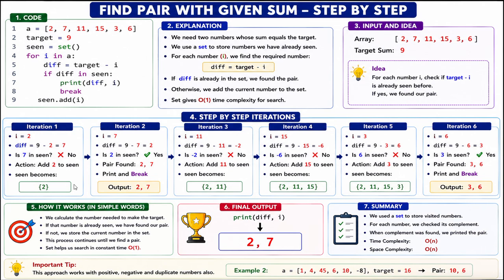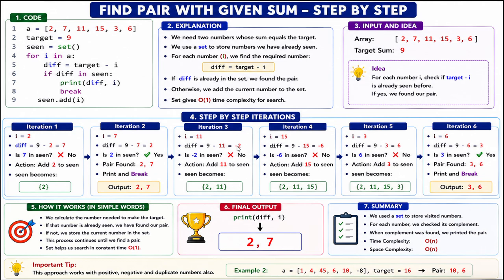Now iteration 2. Here i equals 7. And here difference equals, what is the target value? 9. 9 minus, what is the i value here, 7, equals 2. Is 2 in seen here? Yes, 2 is already in the set, right? So the pair is found. We got 2 comma 7. And here it will break the statement. Here the output is 2 comma 7.